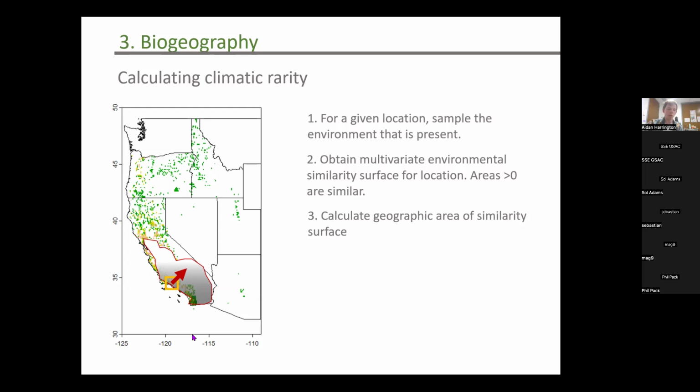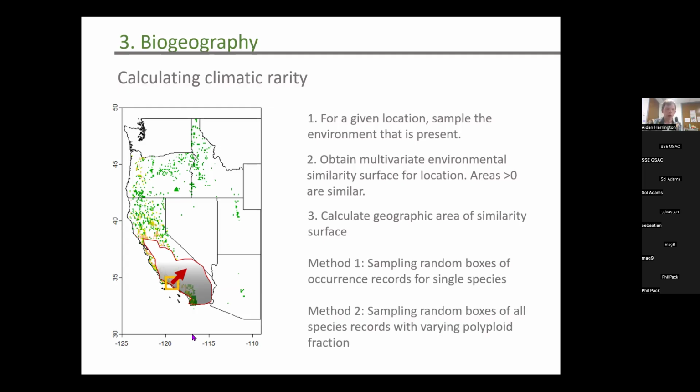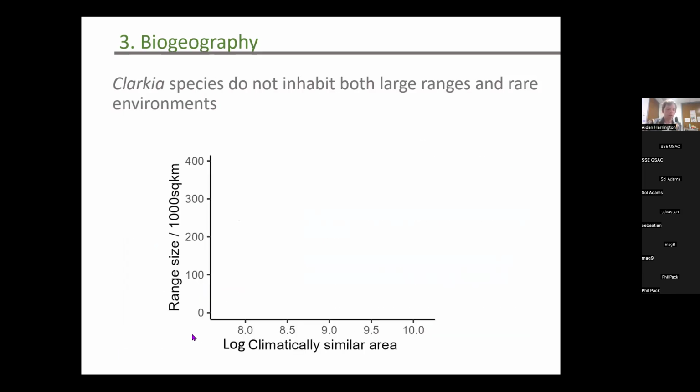So basically, what this is telling you is the geographic area of similarity in relation to the focal environment that you sampled initially. And so I did this in two ways. I did this by sampling random boxes of occurrence records from within the range of individual species, and also by sampling random boxes of all species records where the polyploid fraction was variable, so across the whole range of all Clarkia. So with this first method, if we're looking at the x-axis here, we have our climatically similar area. On the y-axis, we have range size.